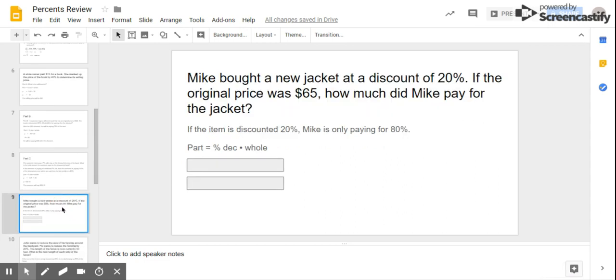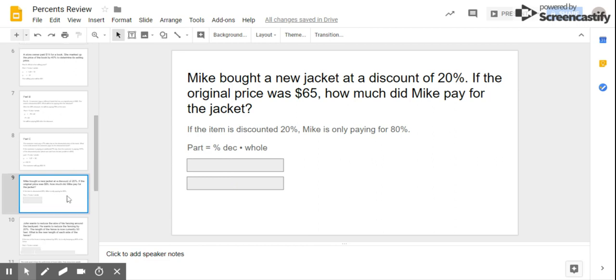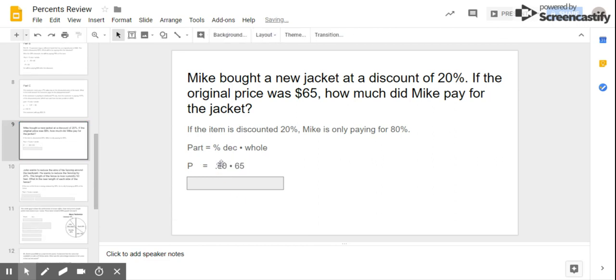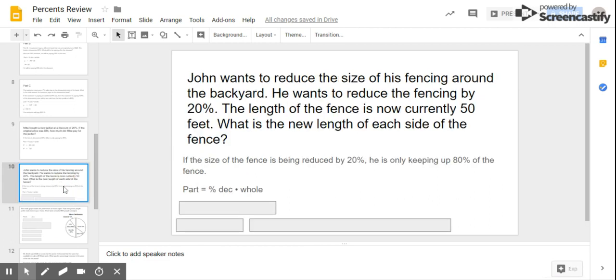All right, in the next slide, Mike bought a new jacket at a discount of 20%. If the original price was $65, how much did Mike pay for the jacket? So first we want to look at the item is discounted 20%, then Mike is only paying for 80%. So we start off with our percent equation, part equals percent as a decimal times your whole. And like I said, we're working with 80%, so it would be 0.80 times 65. So our answer we'd end up getting is 52. So Mike ends up paying $52 for the jacket.